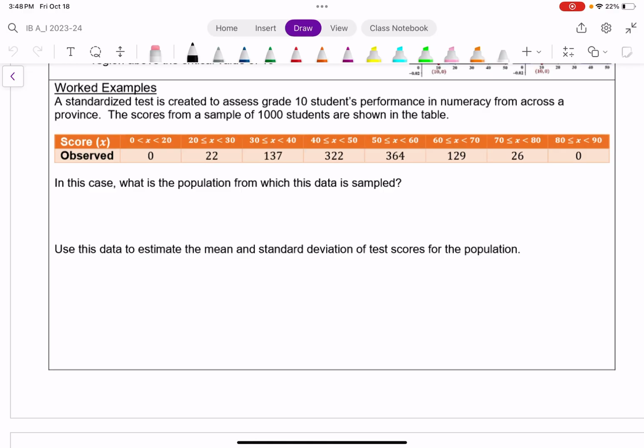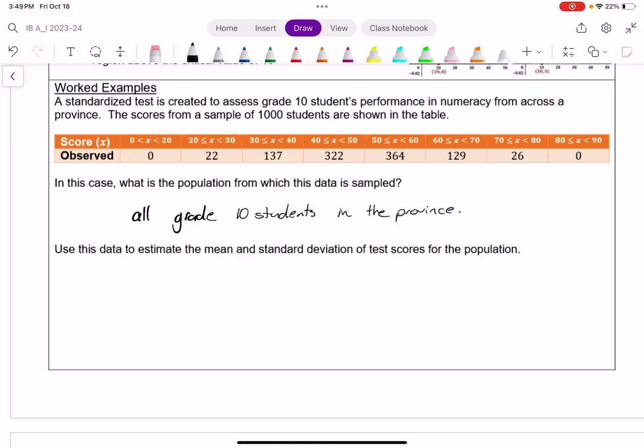So in this case, what is the population from which this data is sampled? The population is all grade 10 students in the province. And so everything we're looking at here is a sample of the entire population. Now that said, from the sample, we can estimate the mean and standard deviation.